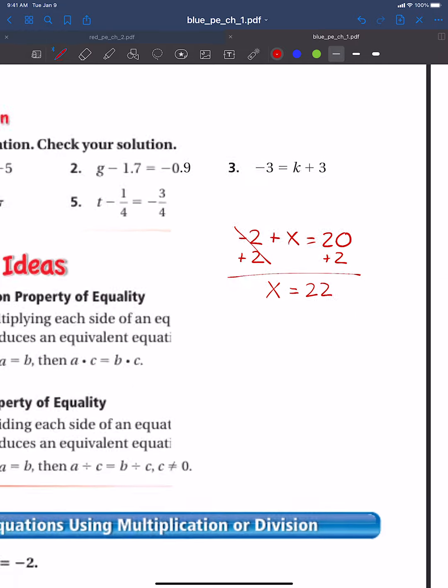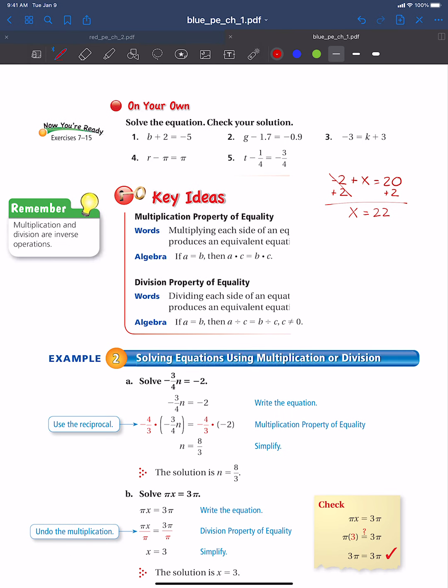Okay? That's something that I have noticed a lot of students make mistakes on, is when the variable doesn't come first, they like to do the opposite of what's happening to it at all times, but they forget that if there's a negative there, you gotta do the opposite of that.